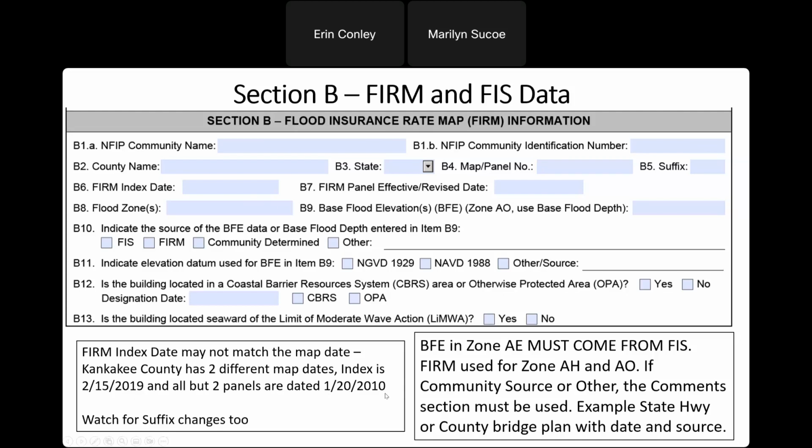And that is the case in Cook County. I think there's 3 possible changes to the index date. Kane County is about to have that happen. Cook County is getting another new index, so I think that'll be 4 different panel dates that will exist for Cook County.